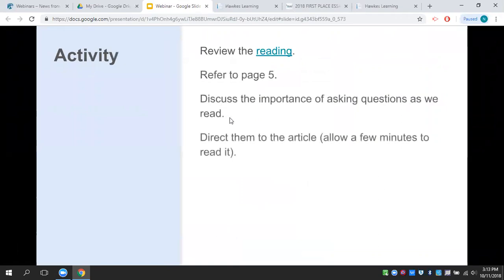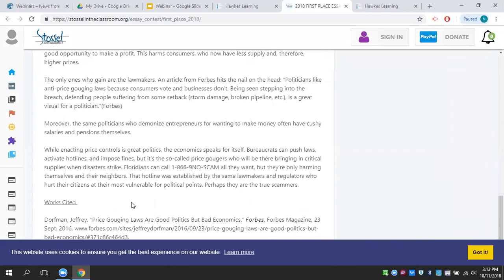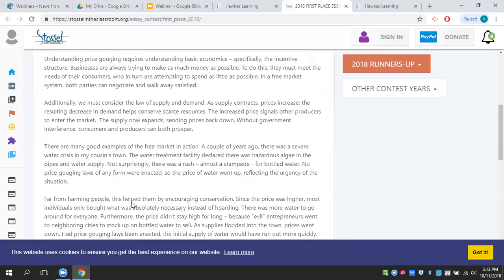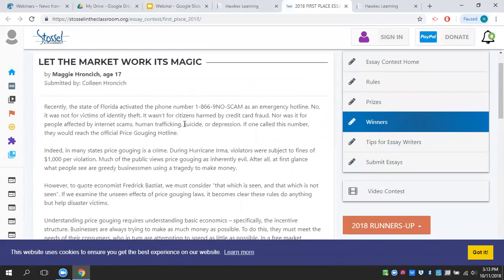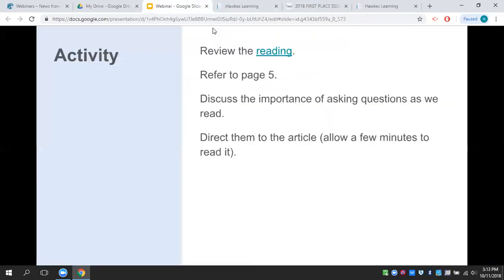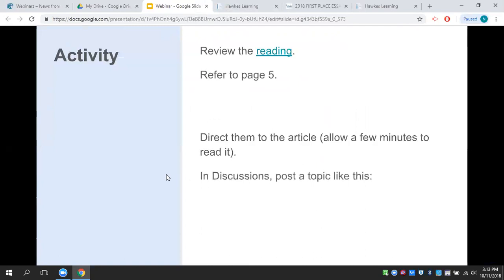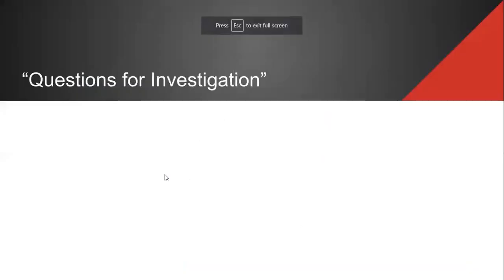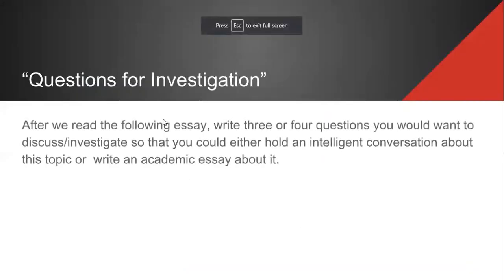And so give them a few minutes to read it. It's a pretty short essay. This isn't going to take very long. We could either read it on our own or as a class, sometimes work our way through it. Then as questions come up, have the students write those down, and then maybe post something like this. And I double paragraph my things. So this would be the activity.